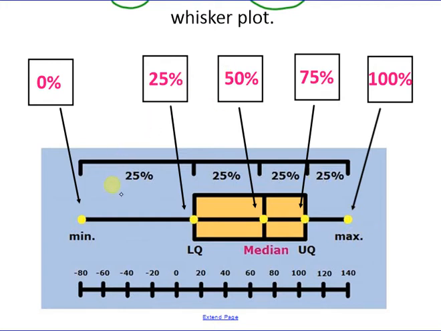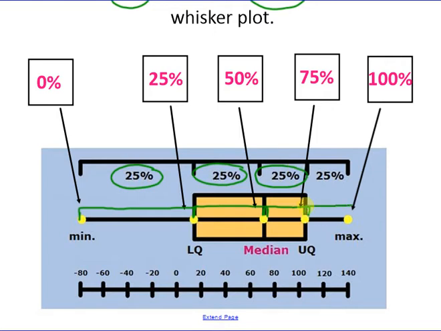Okay, so every time we go from one section of the box and whisker plot to another, no matter how big or how small that section is, it counts as 25% of the box and whisker plot. So from the lower extreme all the way to the lower quartile is 25%. From the lower quartile all the way to the median is another 25%. From the median to the upper quartile is another 25%. From the upper quartile to the upper extreme is another 25%.